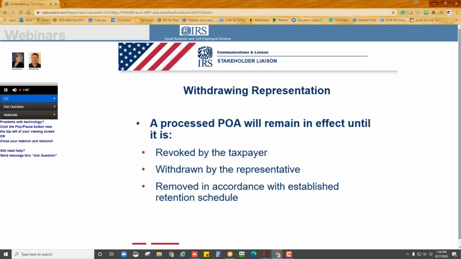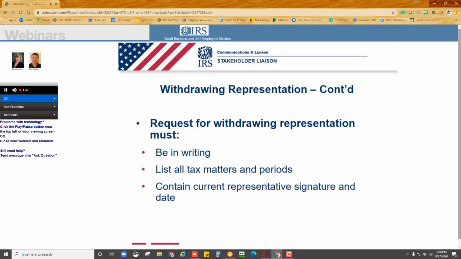And of course, I should also mention that all authorizations expire on the death of the taxpayer, and they will be deleted from the CAF database after the IRS receives verification about the date of death, usually from Social Security, the rep, surviving spouse, etc. Anyhow, moving along, let's discuss withdrawing representation. Some key items are listed on this slide, very straightforward. The request for withdrawing representation must, number one, be in writing. Number two, list all tax matters and tax periods. And number three, contain the current representative's signature and date.